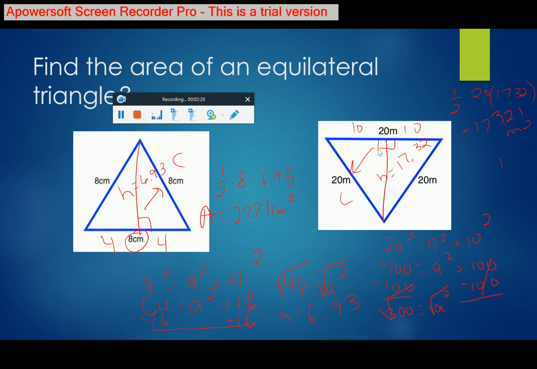You do the same thing over here. Your 20 breaks up into 10 and 10. You know your hypotenuse is 20, so we fill it in. 20 squared equals a squared plus 10 squared. 20 squared is 400. 10 squared is 100. We move this over. You get 300, so 300 equals a squared. And then we do square root on both sides, and you end up with 17.32. We plug it back in the formula, and you end up with 173.